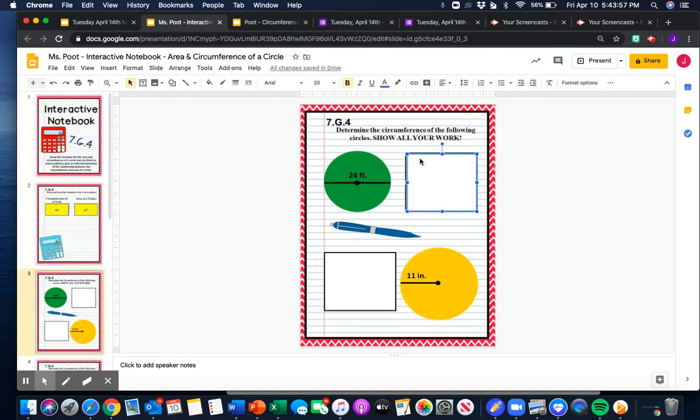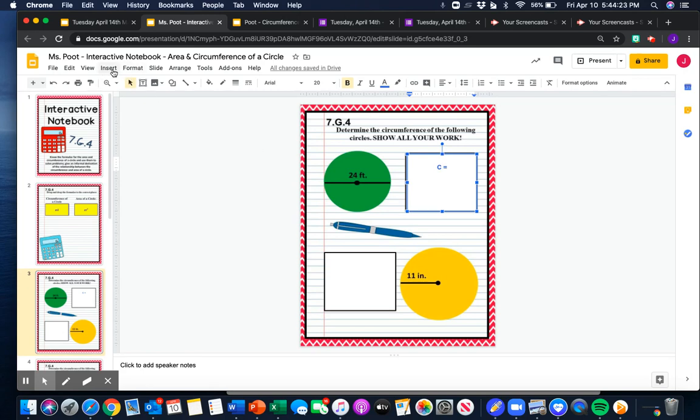So I'm going to write the formula for circumference. So I'm going to write C equals, and the formula is C equals pi times diameter. Now, how am I going to write down pi? Well, I don't see any symbols here. Well, we actually have to use a special character. I'm going to show you where that is.